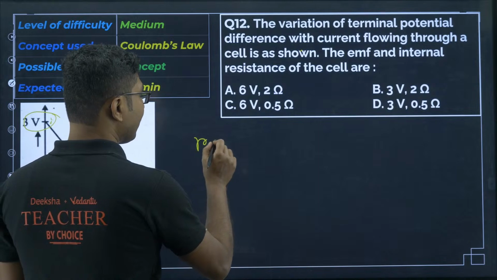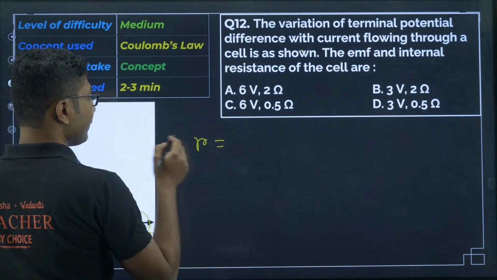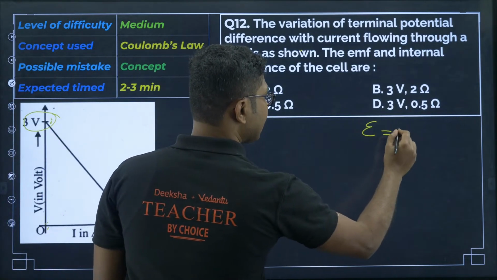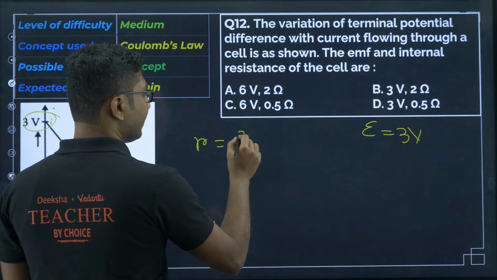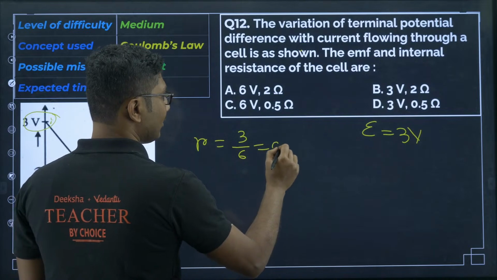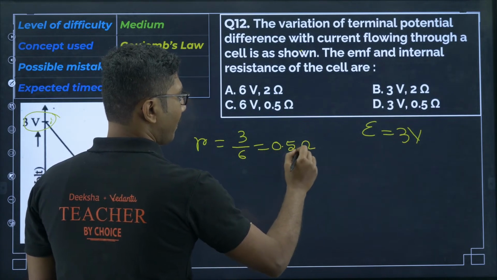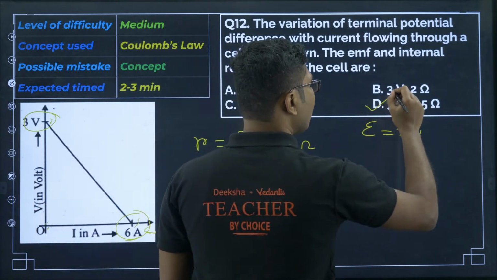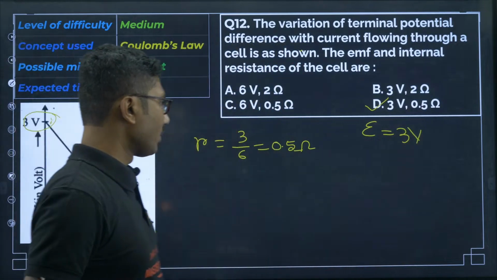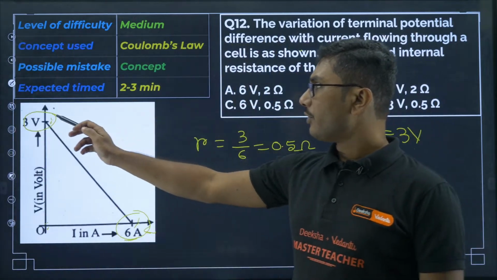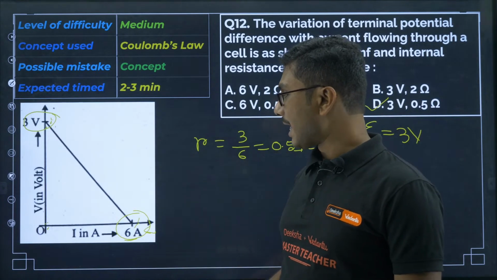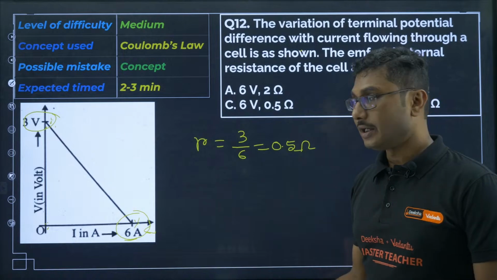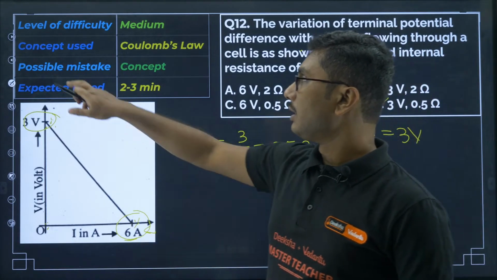From here we say the EMF of the cell is 3 volt, and the small r is basically 3 divided by 6, that is 0.5 ohm. So it will be 3 volt and 0.5 ohm. This point will give you the EMF of the cell, and this point will give you the internal resistance of the cell.